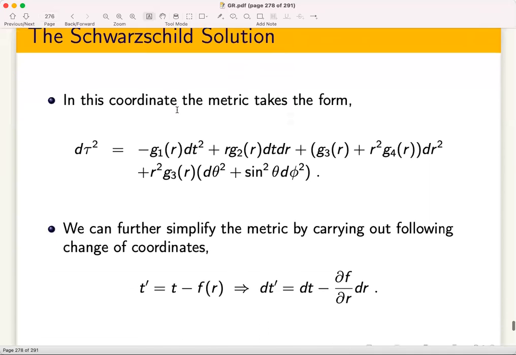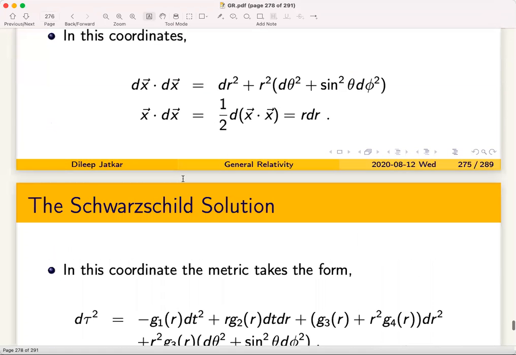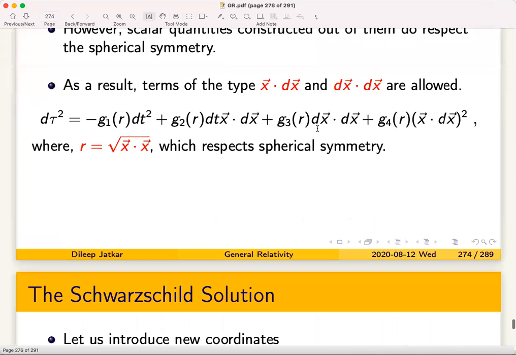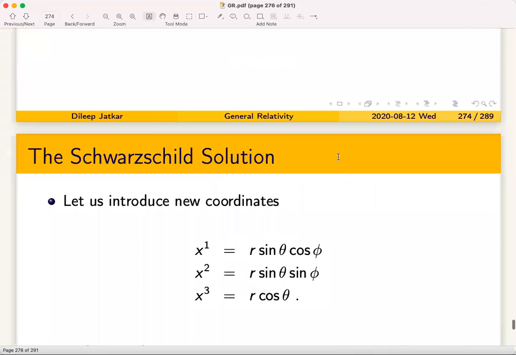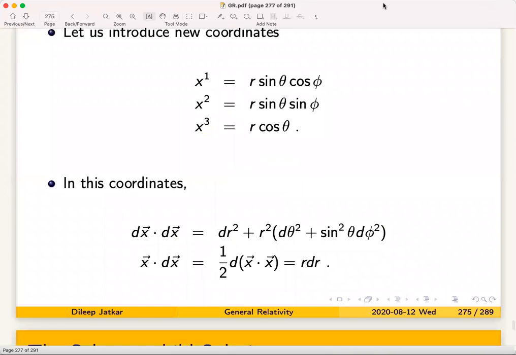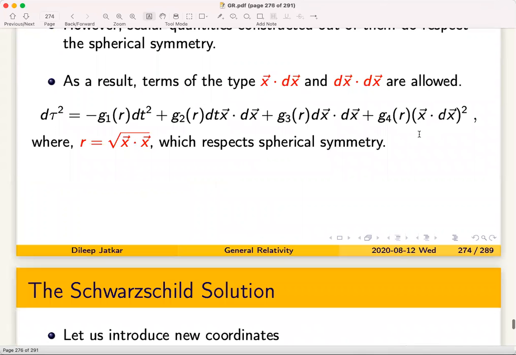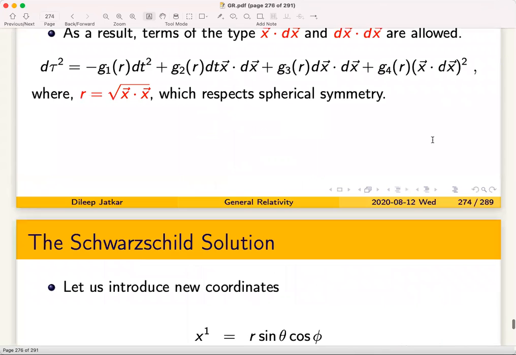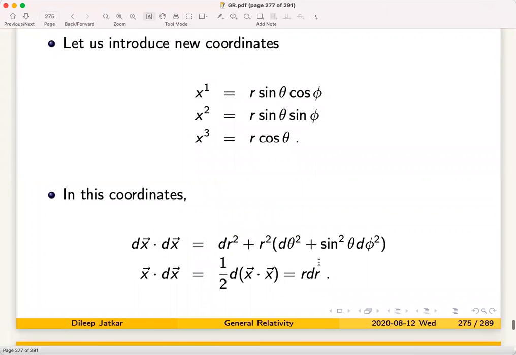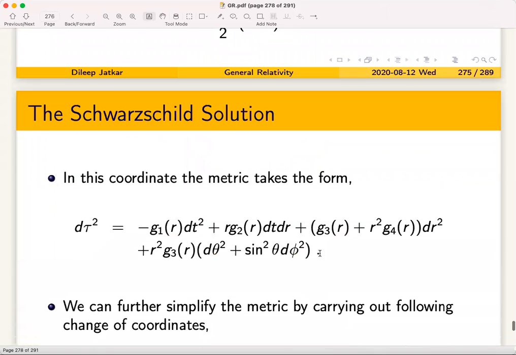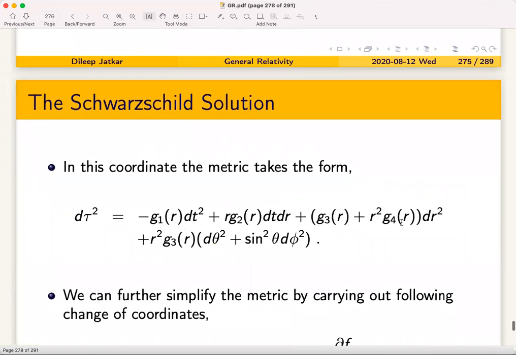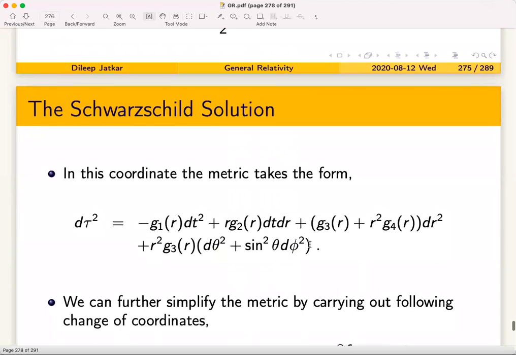Okay, coming back to this, we get a contribution for dr squared from two terms. One is the piece dx dot dx, which gives us dr squared, and there is another piece, x dot dx whole squared, which also gives us dr squared because it gives an r squared dr squared piece. So you can collect that and you get g3 plus r squared times g4 times dr squared, and then dx dot dx gives you a piece which is like this.